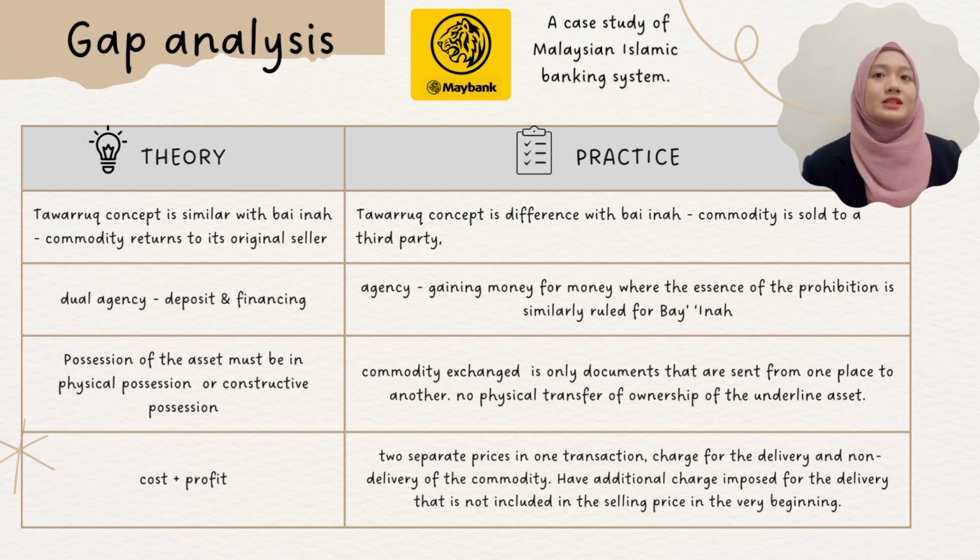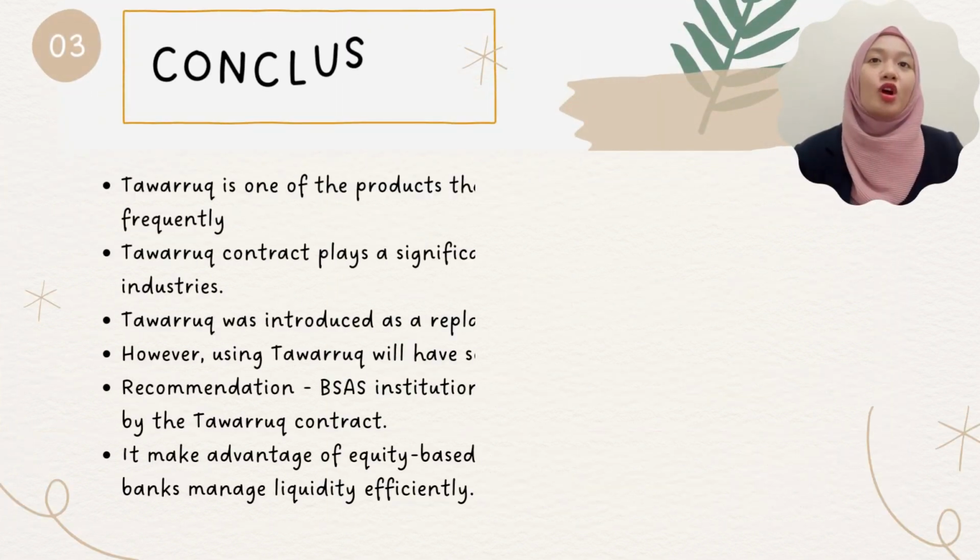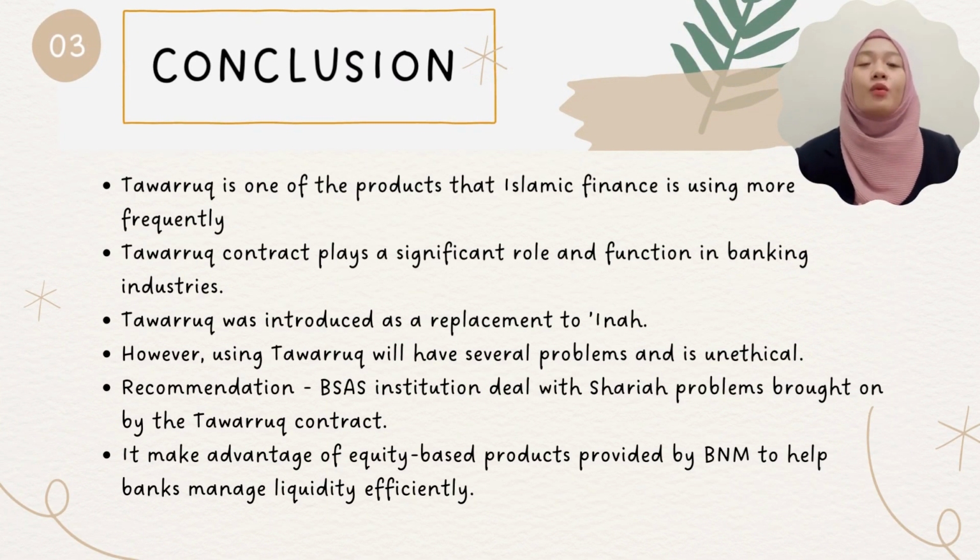So, it is noticed that there is no physical transfer of ownership of the underlying asset. Finally, in theory, it must pay the cost and profit only, while in practice, there are two separate prices in one transaction. For example, a charge for delivery is also applied. Lastly, in conclusion, as we know, Tawarruq is one of the products that Islamic finance uses more frequently in the Islamic banking industry.